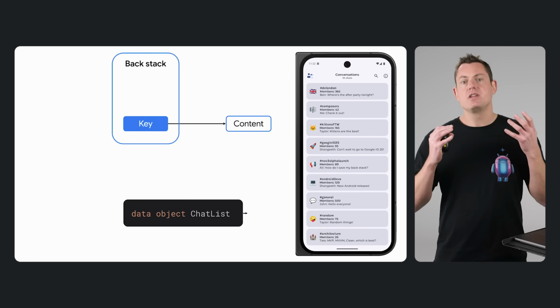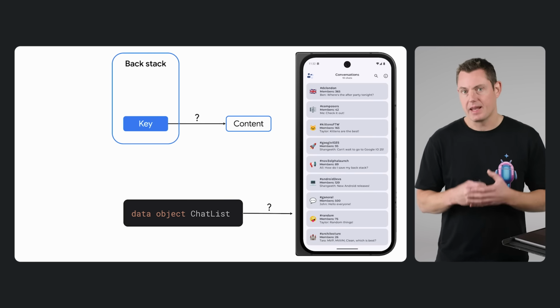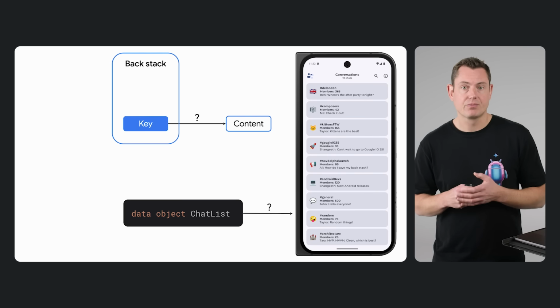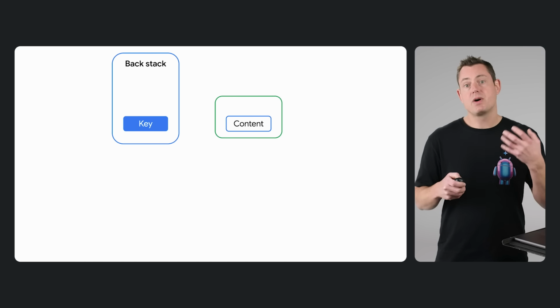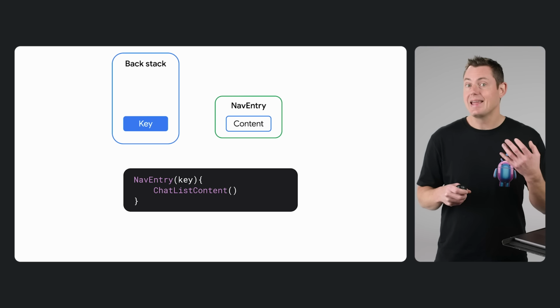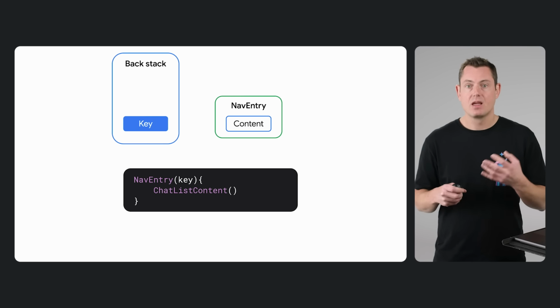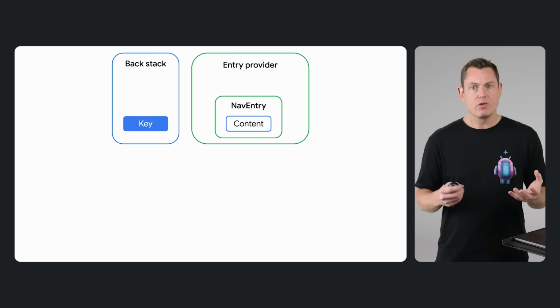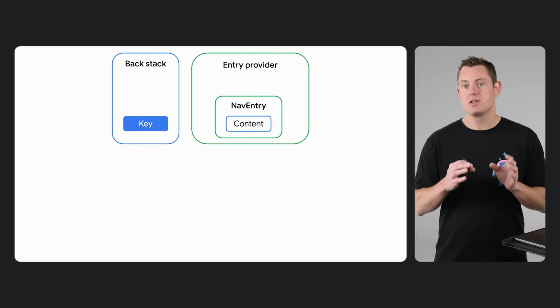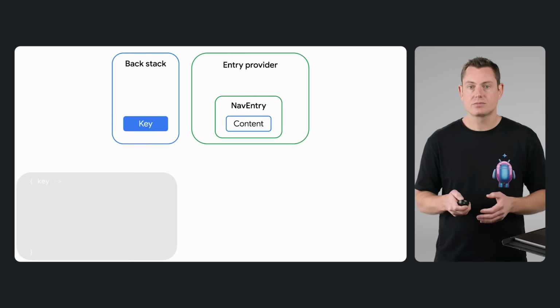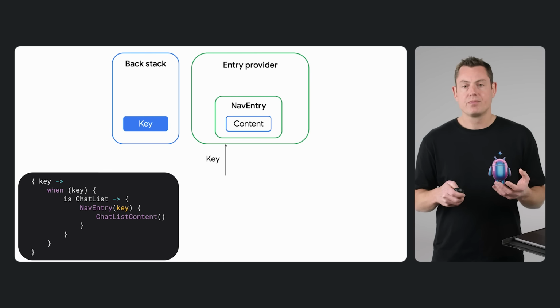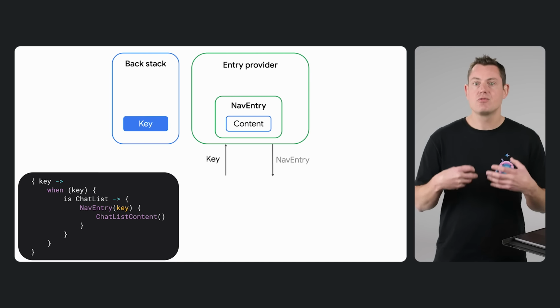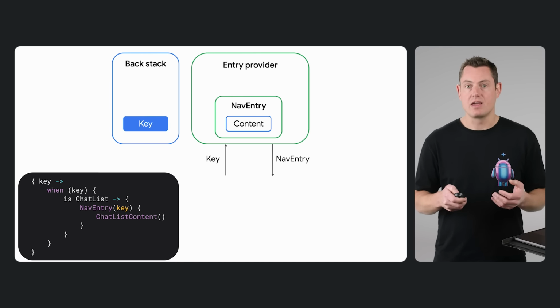So how do we actually define this content to display? And how does Nav3 display that content? Well, you start by defining composable content in a class called NavEntry. This holds the content for a given key. So to resolve a key to a NavEntry, you define something called an entryProvider. This is just a function that takes a key and returns the NavEntry for that key.